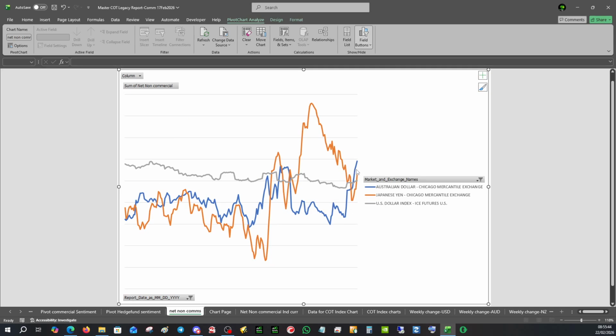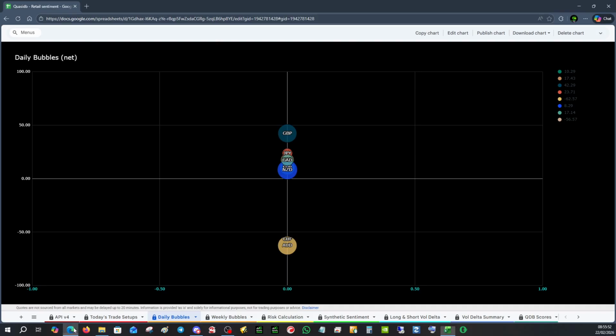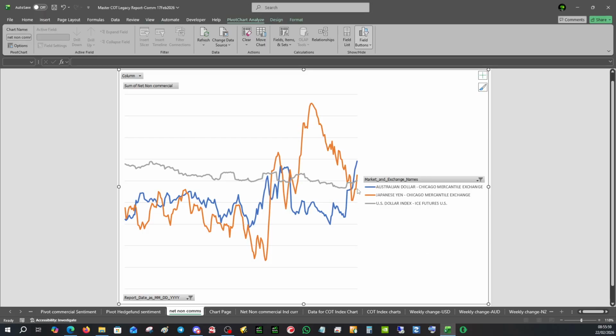Aussie's pumped as well. 26, 45. Wow. So that's quite bullish. So we come back to the bubble. The crowd are short. We come back to the COT data, the non-coms are long. They strongly bought it.